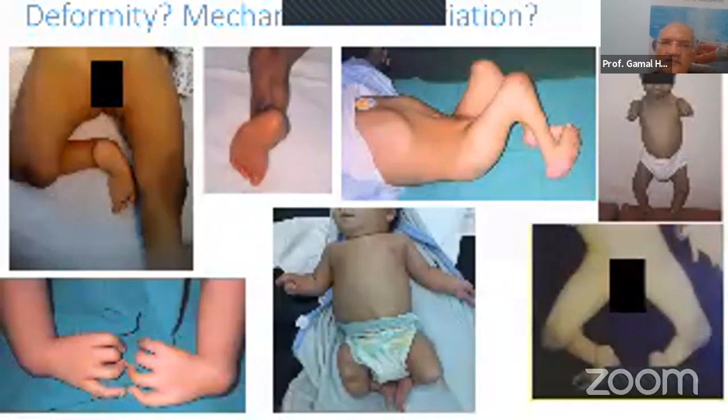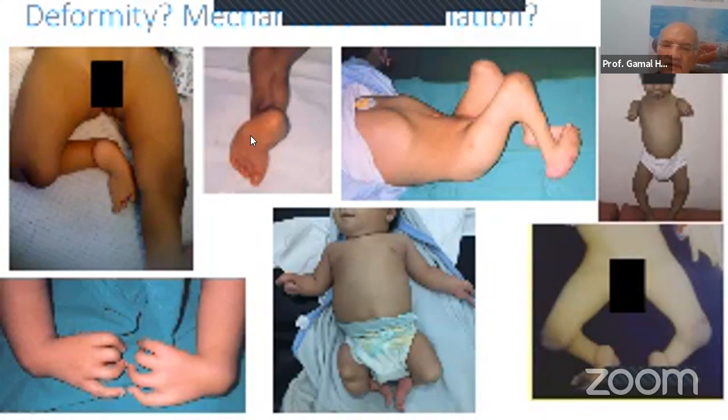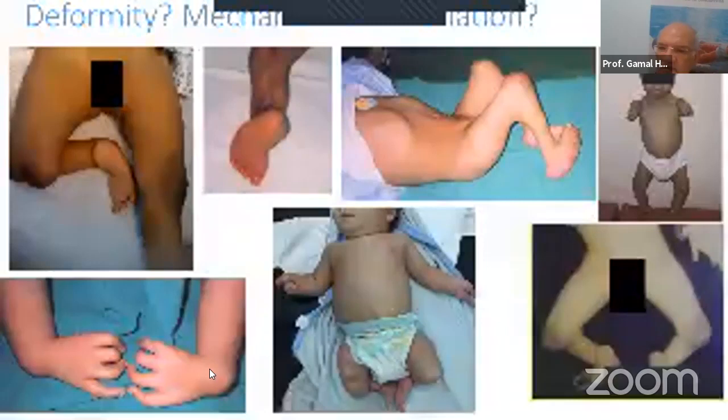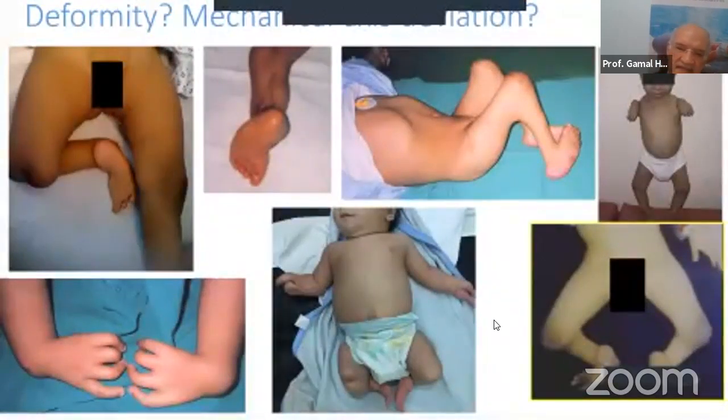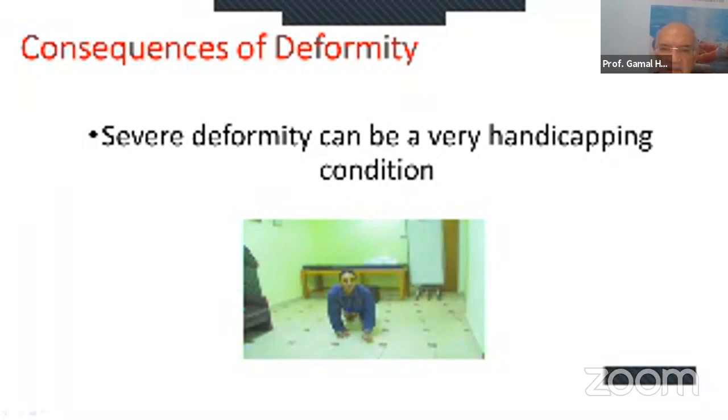If you look at the books talking about the deformity and the animations, they talk about the deformity at just 10 degrees varus and 5 degrees valgus. No, it's not like this, especially in our area. You see this patient with 180 degrees rotation of the foot. Look at this patient. It's far worse than just mechanical axis deviation. And they say severe deformity can have consequences. No, it can be a very handicapping condition. Look here at the crawling patient. You can have a crawling patient because of the deformity.